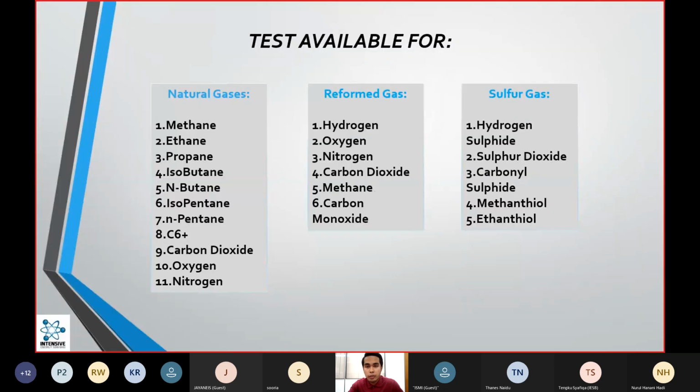So this is the common test available at the laboratory, where it can test natural gases, reform gases, or sulfur gases. Natural gases like methane, ethane, propane, isobutane, and butane. Reform gases like hydrogen and oxygen, and sulfur gases like hydrogen sulfide, H2S, sulfur dioxide, carbon sulfide, and others. So this is just part of it.